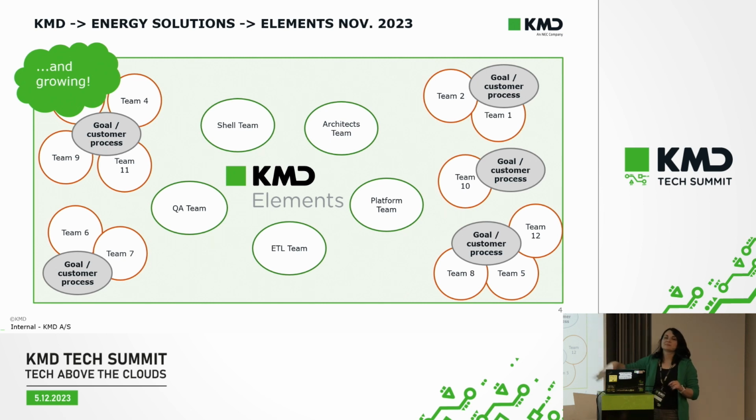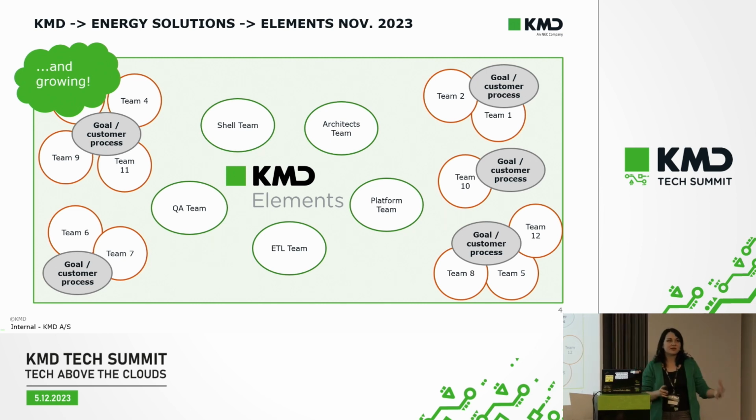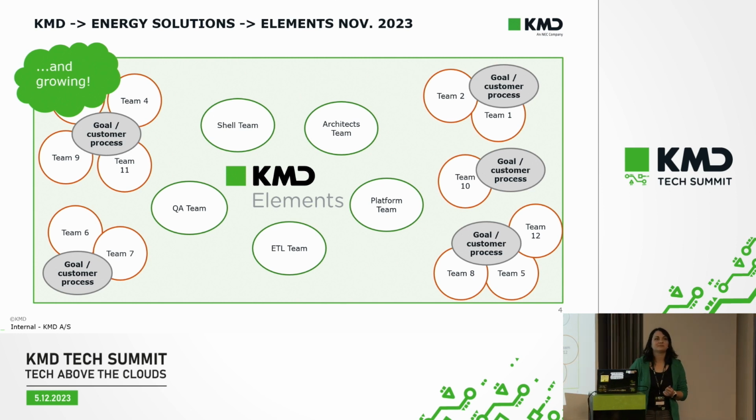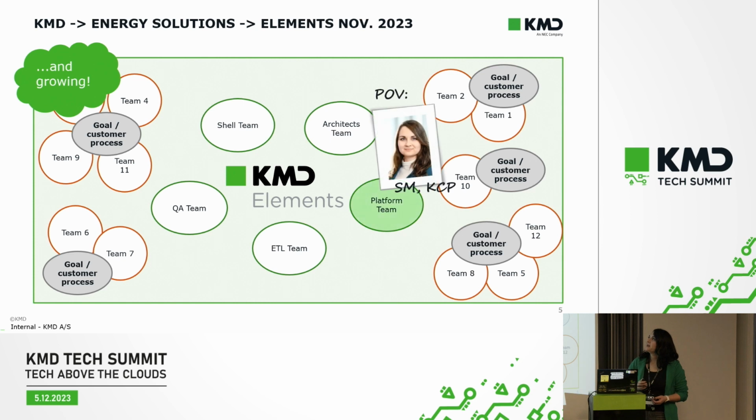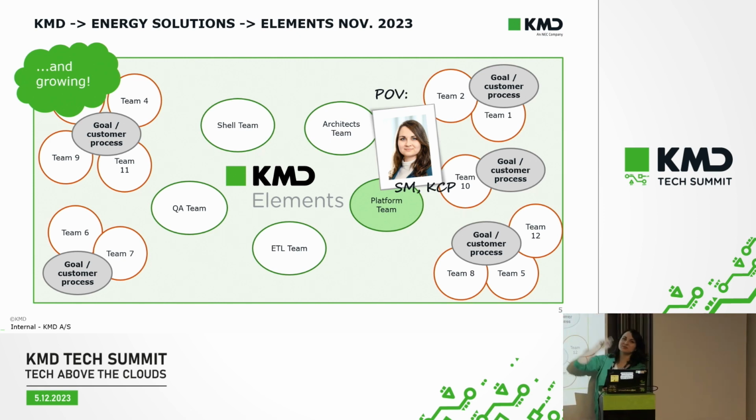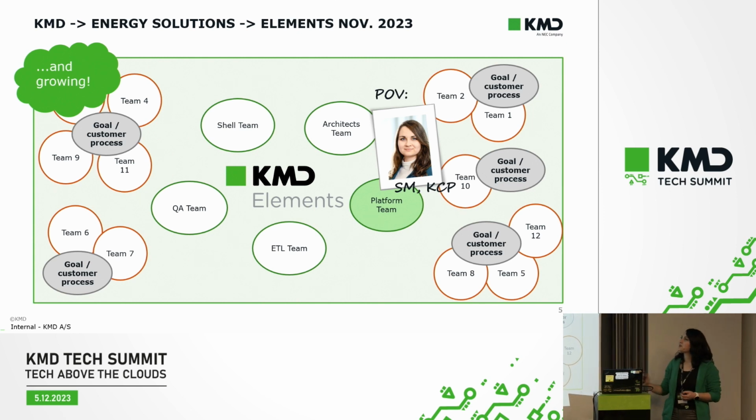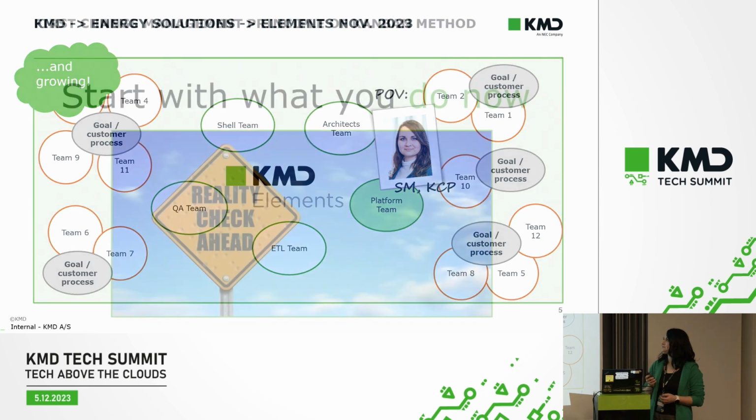We can change the schematic of how we organize teams in many ways, but that doesn't change the situation for the enabler teams, because they still need to be able to serve all the teams that are around them. And this is my point of view. This story will be from my point of view. This is me some time ago. And this is the point of view of the Scrum Master and Kanban coach. I was the Scrum Master for Team 2 and Team 10. And I was also supporting Kanban implementation in the Architects team and in the Platform team. And the Platform team is the one I want to share with you today.